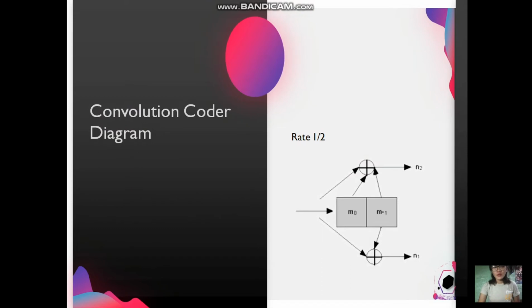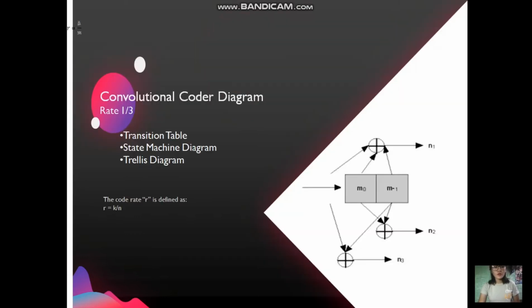If you remember, we learned about the convolutional coder rate 1 over 3. So for this video, we're going to discuss the convolutional coder rate 1 over 3. Coding provides us with a way to introduce redundancy into a signal that we can exploit to counteract the deleterious effects of noise in the signal as it passes through a communication channel.